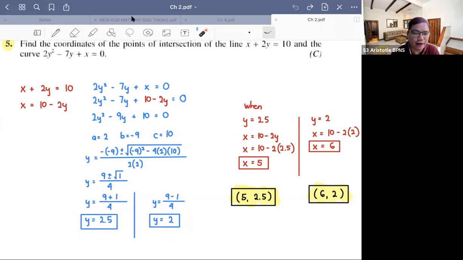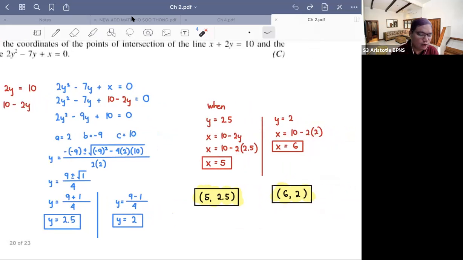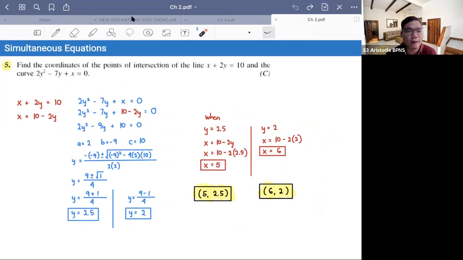And then for your x values, you will have two x values since you have two y values. So when y is 2.5, what is x? X is equal to 5. And then when y is 2, x is equal to 6. So therefore, your points of intersection are 5 comma 2.5 and 6 comma 2. So yeah, those are your 2 points. Okay, any question, class, for number 5?